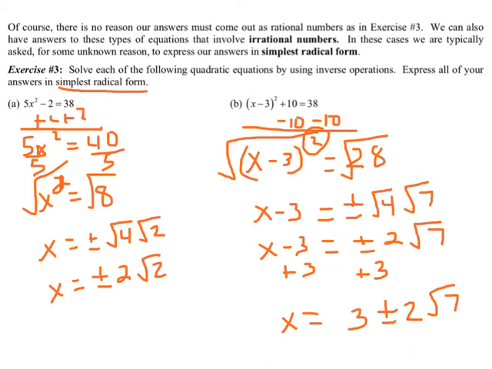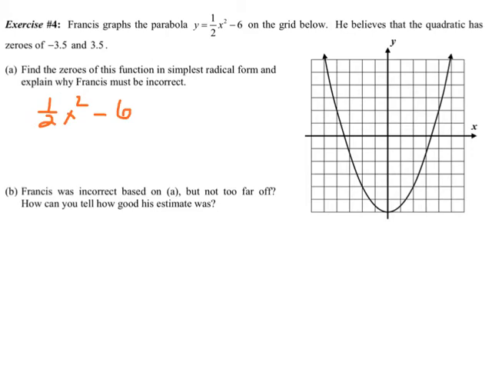All right, exercise 4. Here we have this equation, y equals 1/2 x squared minus 6, on this grid below. So this is a quadratic we're familiar with because of the x squared there. And he believes that the zeros are at negative 3.5 and 3.5, because obviously they do not hit at a nice intersection on either one. So 1, 2, 3.5 over. Pretty good guesses. He might not be exact, but that's his guess.